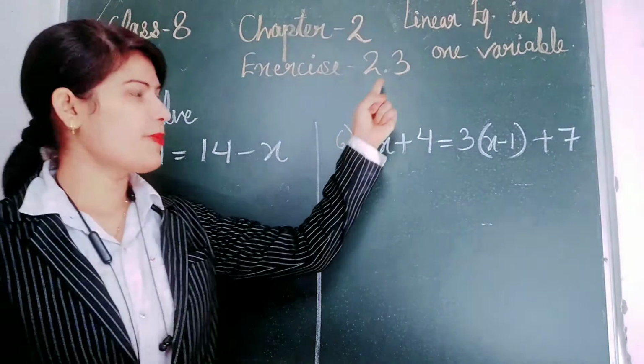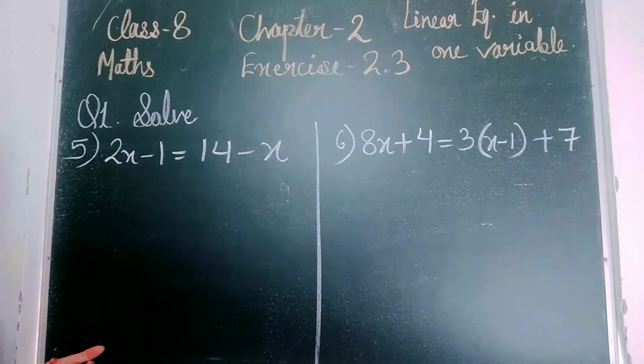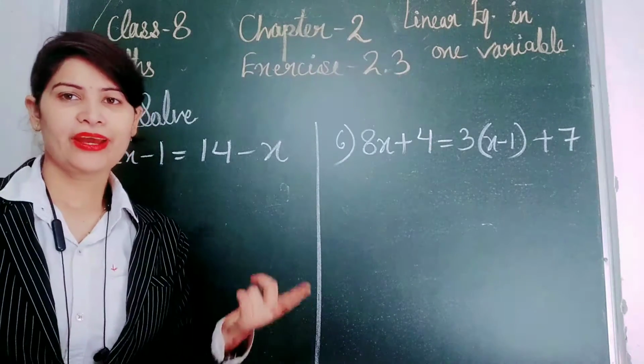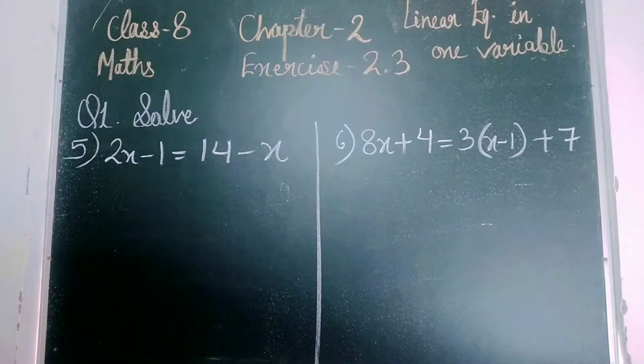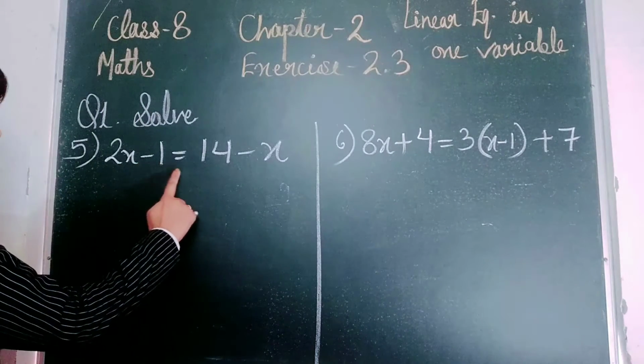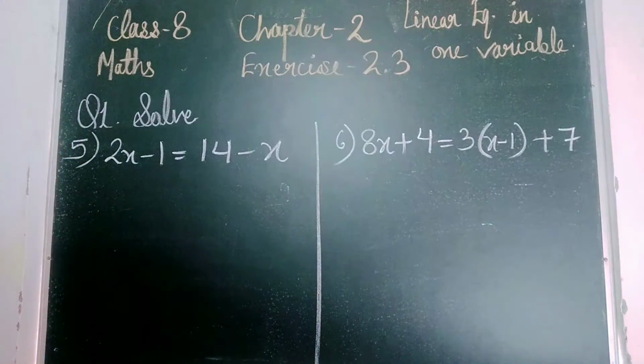Question from exercise 2.3. Okay, I know linear equations are a very simple topic and you are able to do this. Now, 2x minus 1 equals 14 minus x, right? So what do we have to do?